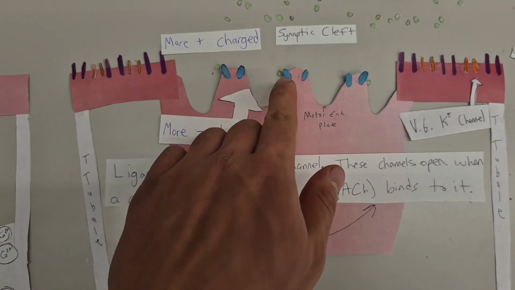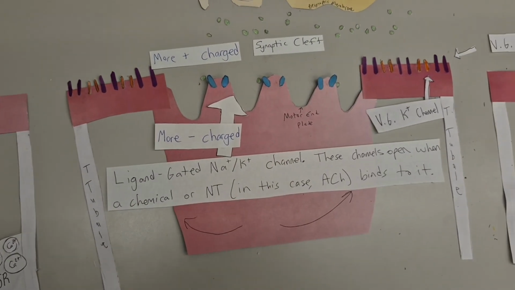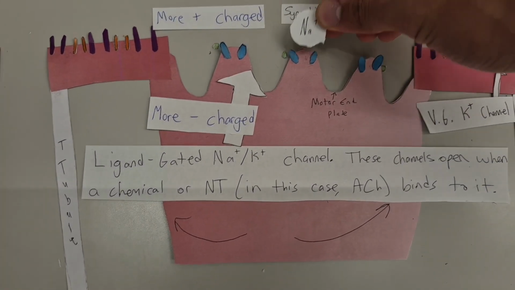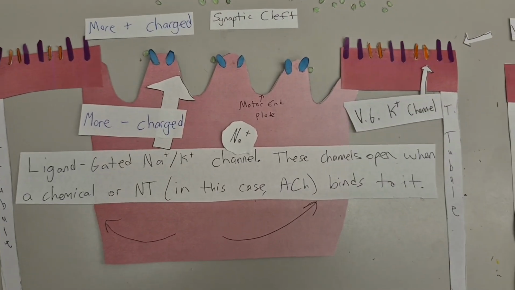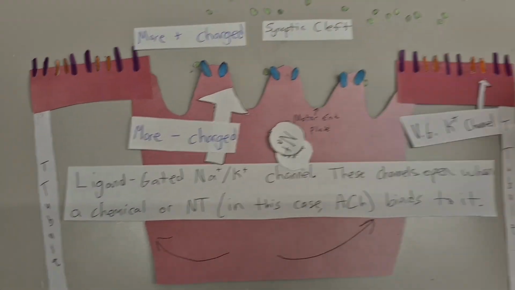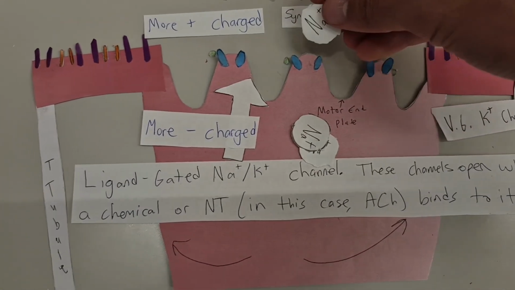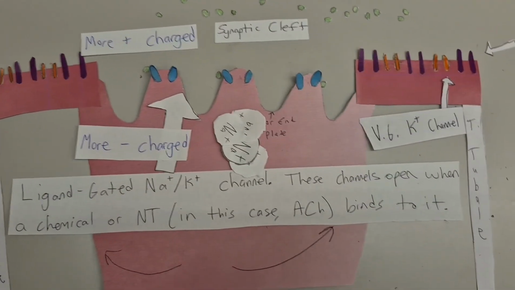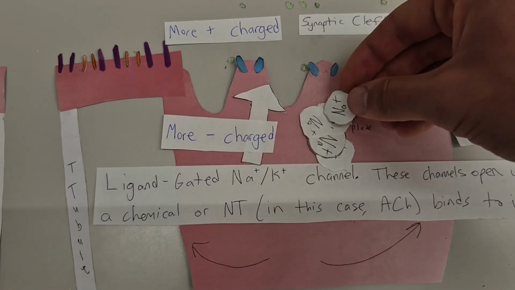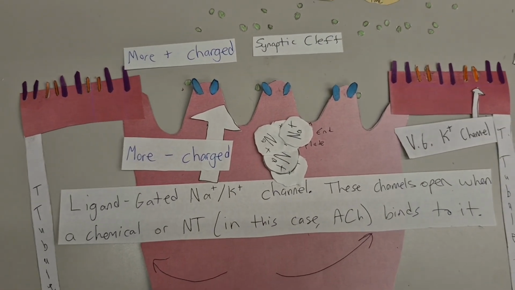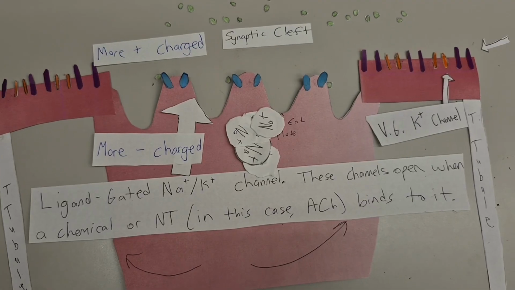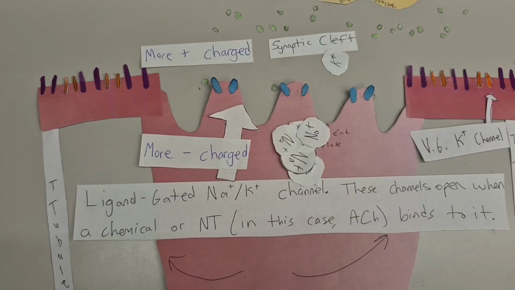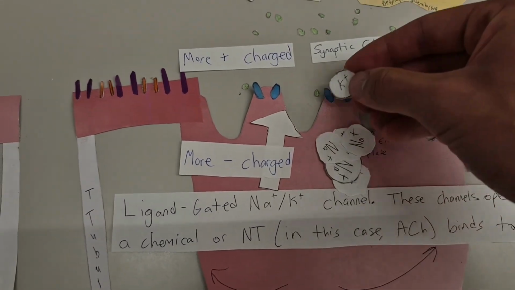Once acetylcholine binds to these ligand-gated channels and they open up, sodium is going to influx the cell. It's going to come in, and it's going to keep coming in. At the same time, potassium ions are going to leave the cell and go into the extracellular space.